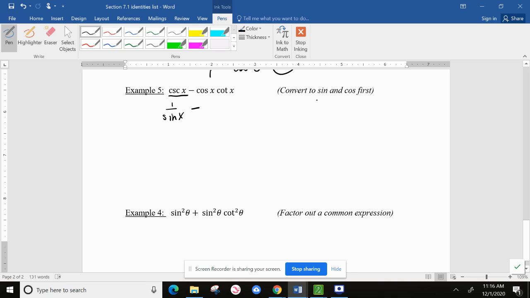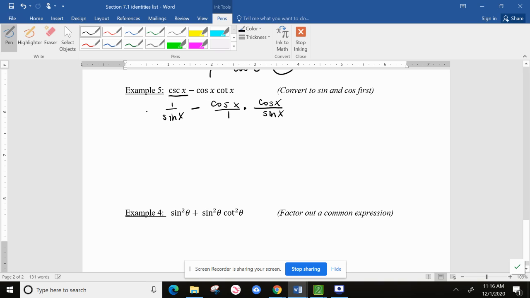All right, now the hint over here says to convert everything to sines and cosines first. So that's what I'm going to do. I'm going to leave this cosine a cosine. Now I'm going to turn it into a fraction because I know what's about to happen. Cotangent is going to get turned into a fraction. Look at your quotient identities, and you will see that cotangent is the same as cosine over sine.